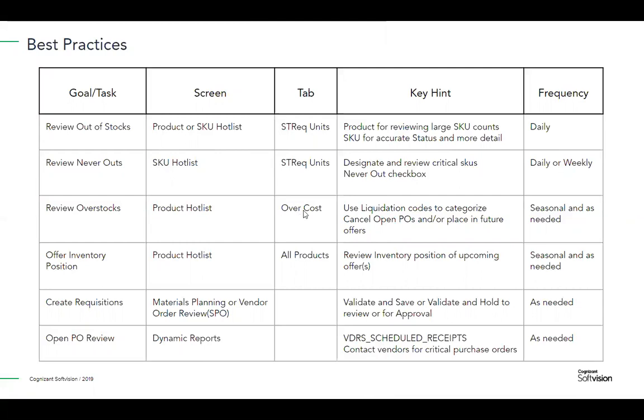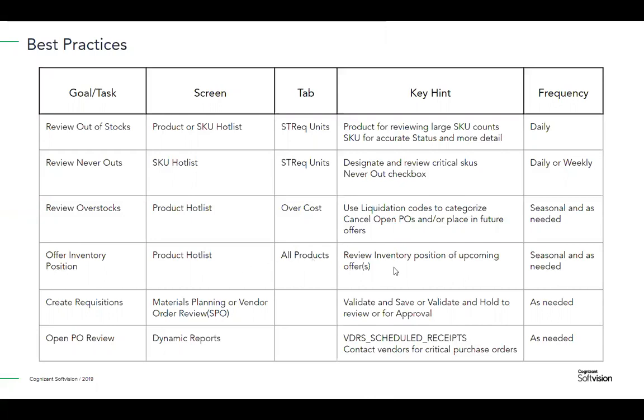Overstocks, look at overcost. Use those liquidation codes to categorize. I didn't show you, but you could actually group by those codes to see the total overstock cost in each of those vehicles that are coming up. And also the liquidation codes are a field in our hot lists, either the product or SKU hot list reports. So in the DRS report, the SKU hot list reports has those liquidation codes.